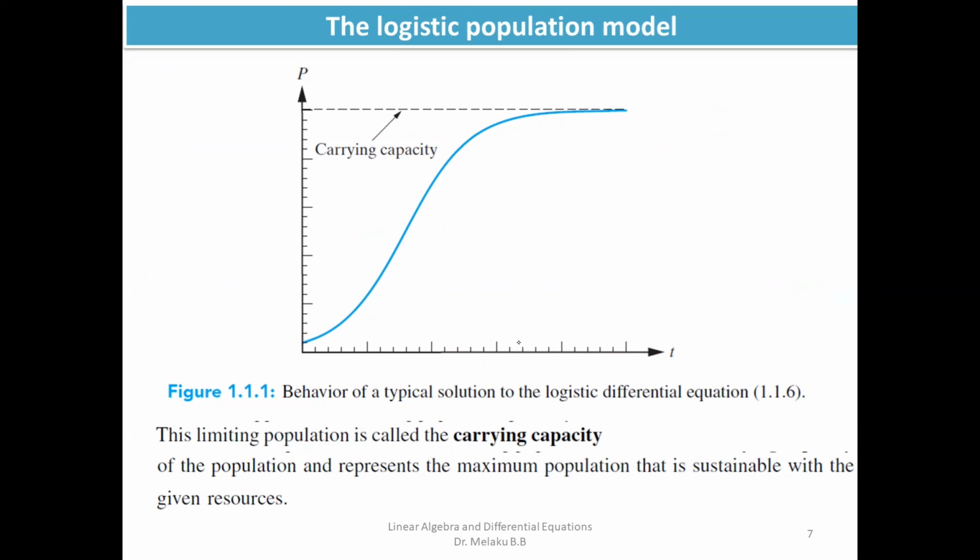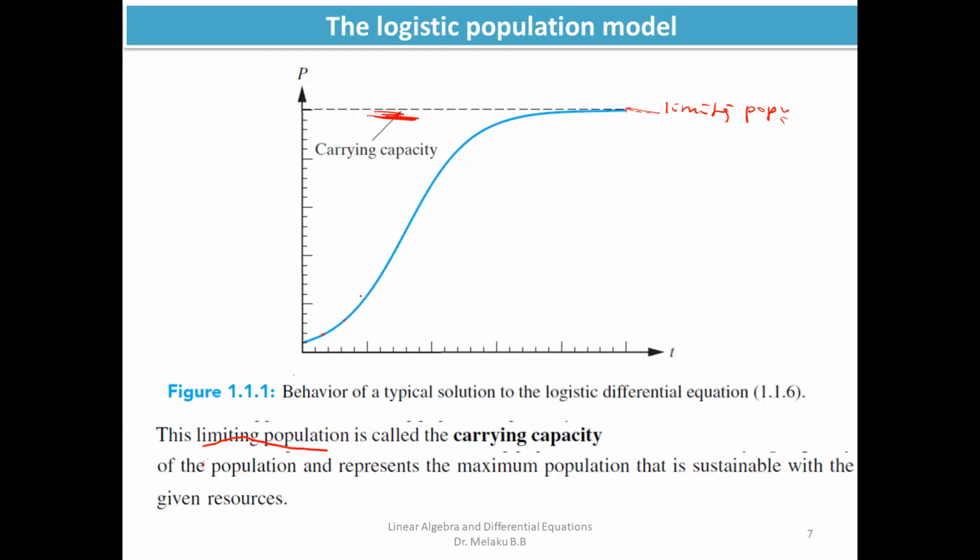And if we have models like differential equations, there has to be a carrying capacity like this. This carrying capacity is also called the limiting population. So this limiting population is also called the carrying capacity of the population, and this always represents the maximum population that is sustainable with the given resource.